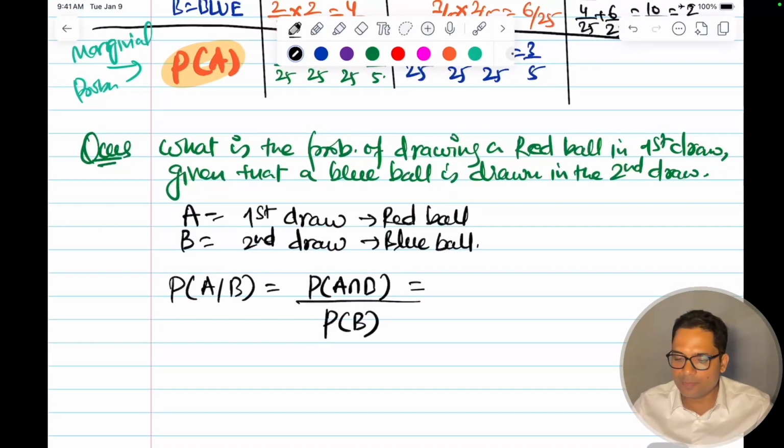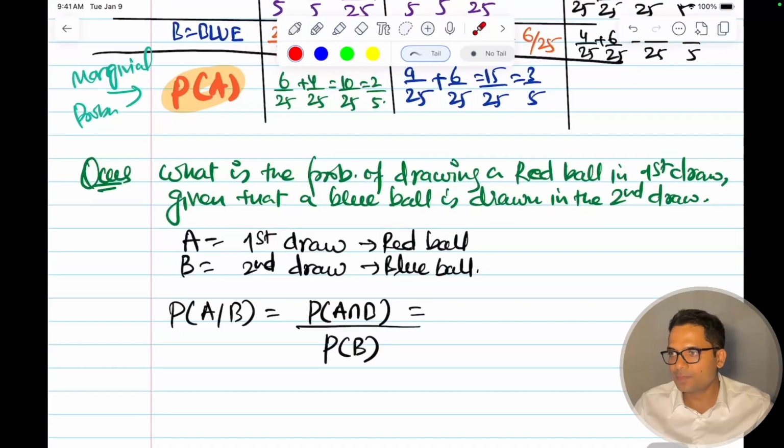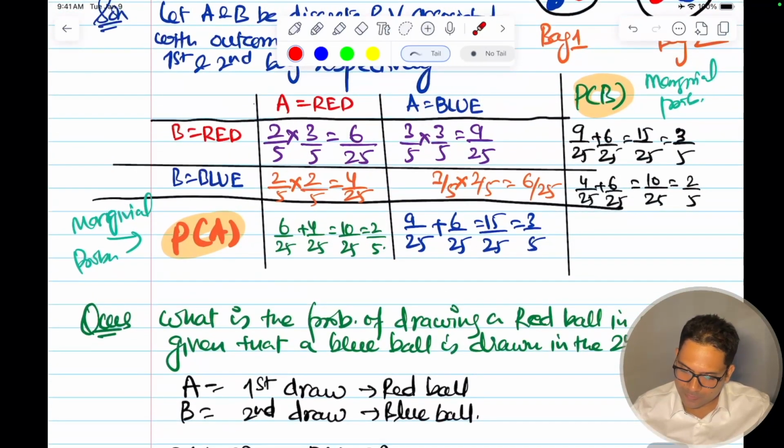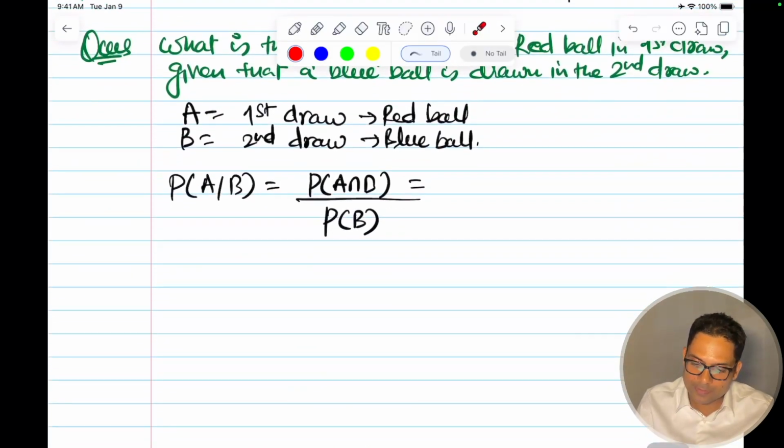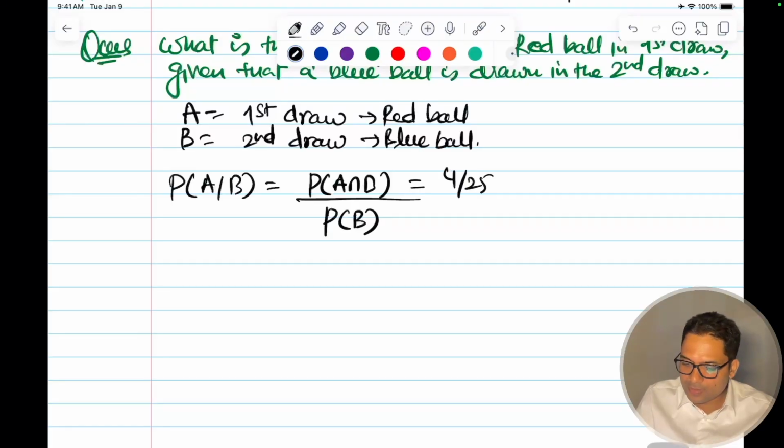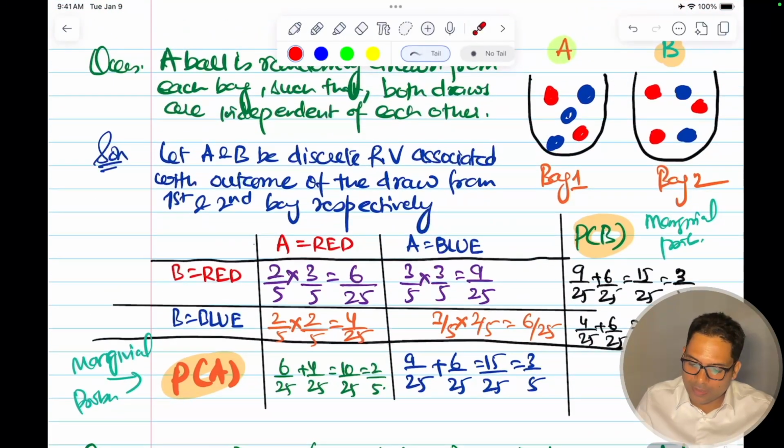What is the probability of A and B? What is A and B? So what is the probability of drawing a red ball, the joint probability, in the first draw and a blue ball in the second draw? This cell will give me, this cell here, this is 4 by 25. So this is my joint probability, equal to 4 by 25. That is a red ball in the first draw and a blue ball in the second draw.